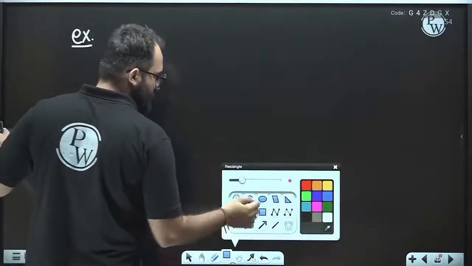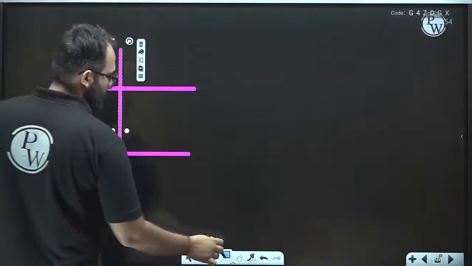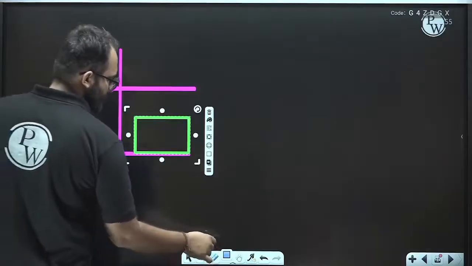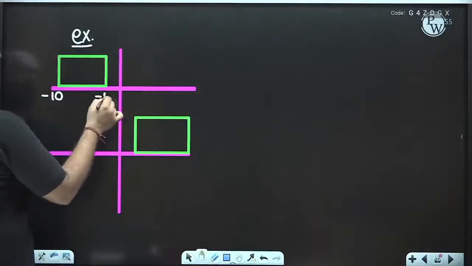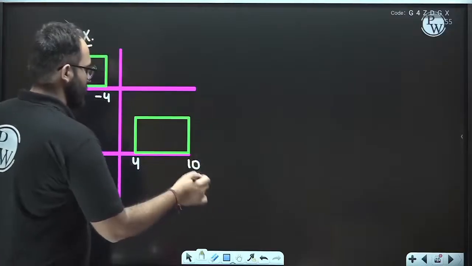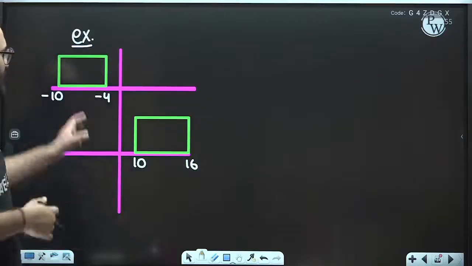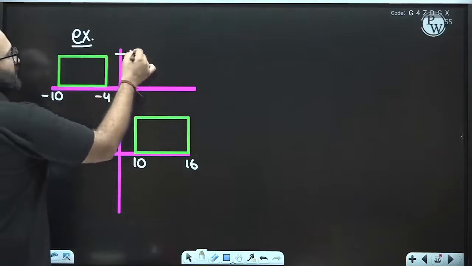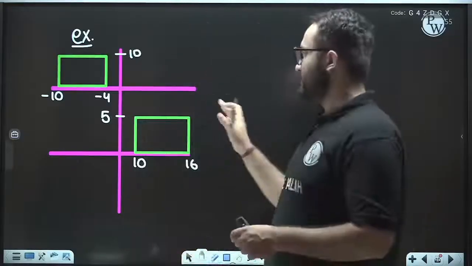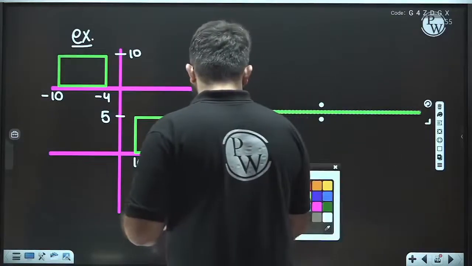Suppose we have two rectangles. One rectangle is from -10 to -4. The width is 6. The other one is, let us say, from 10 to 16. The width is 6. Height, let us say, is 10 here, and here the height is 5. So we have to convolve these two rectangles. These two rectangles are of equal width. You can see the width is 6 directly. Now we will get our triangle.